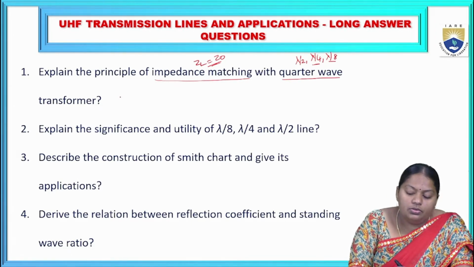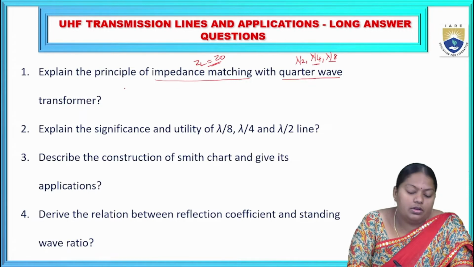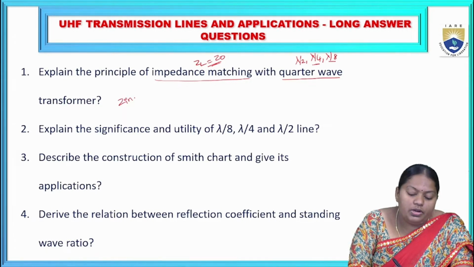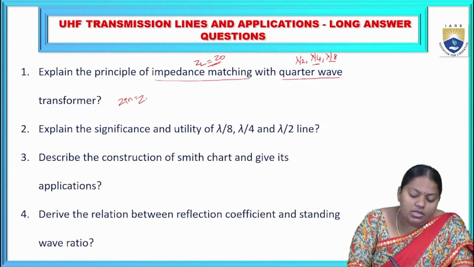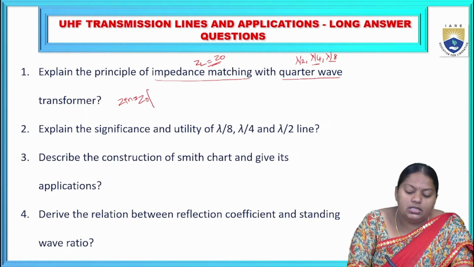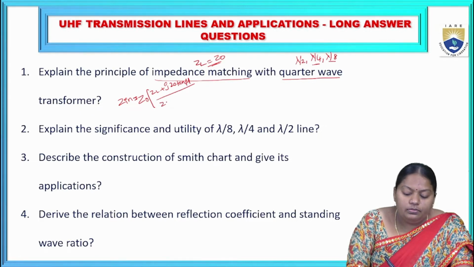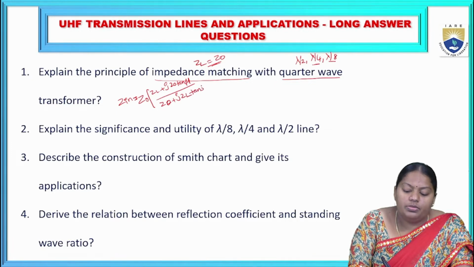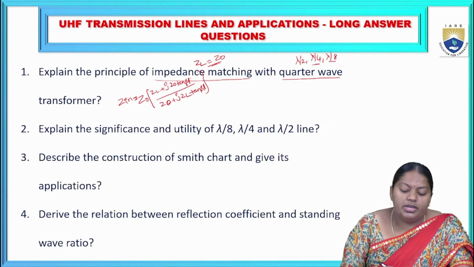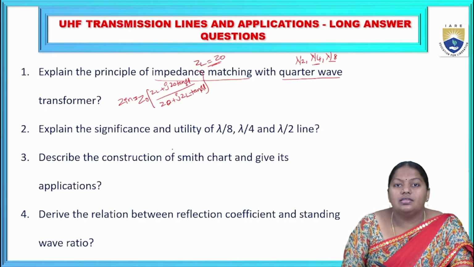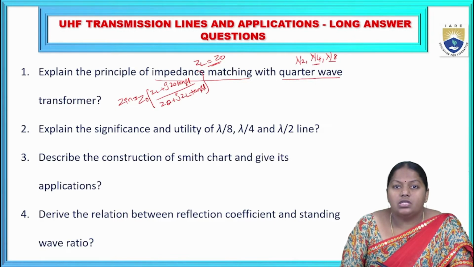To write the analytical part, we need to consider the input impedance of a lossless transmission line. Mathematically, the formula is Zin equal to Z0 into (ZL plus jZ0 tan beta L) by (Z0 plus jZL tan beta L). Here it consists of only beta, so it is an example of a lossless line. There is no attenuation constant in that.